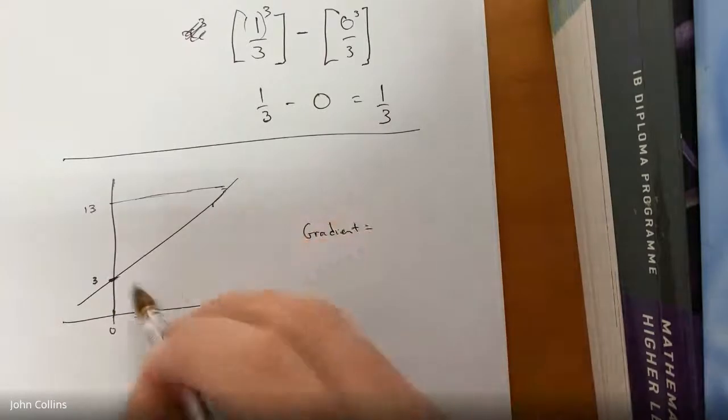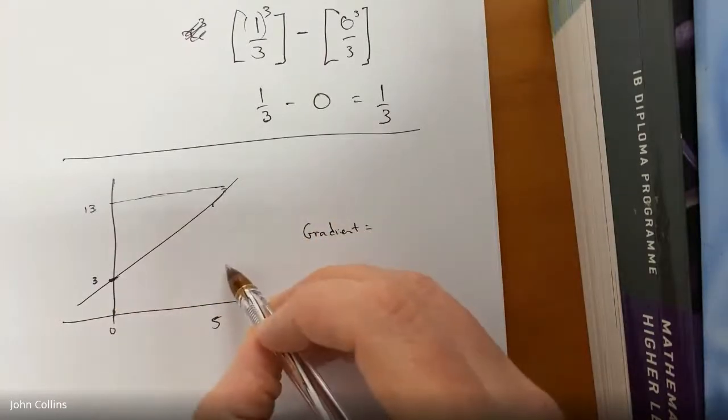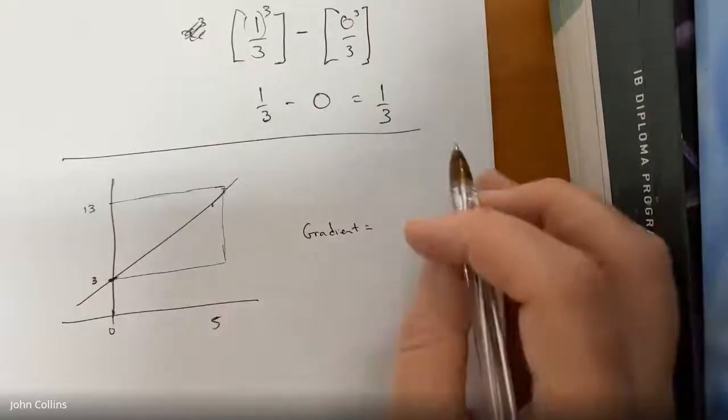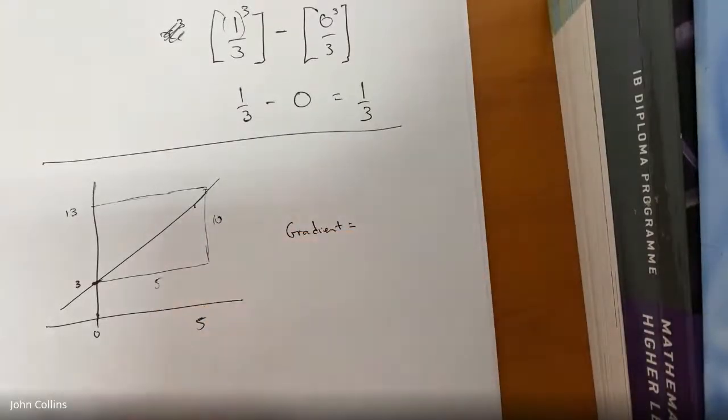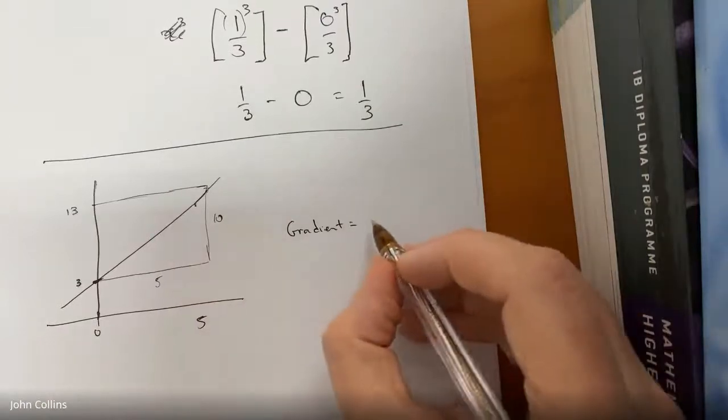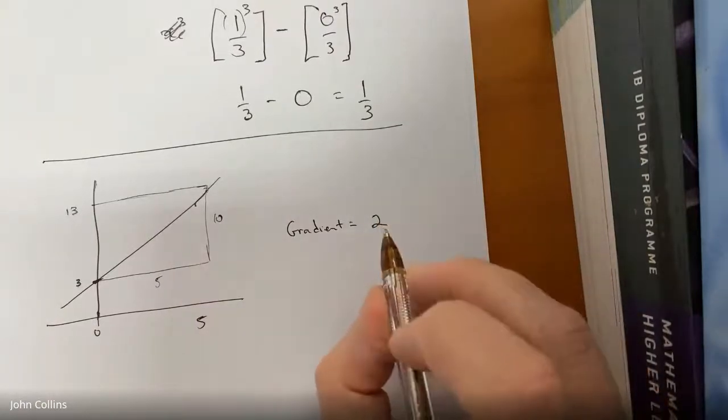Is it 5/3? No, this is 3, this is 13, and it's traveled 5. Oh, so is it 1/2? Or 2? Rise over run. Yeah, 2. We got there. So it rises 10 for every 5 it goes over. So the gradient of this is 2.